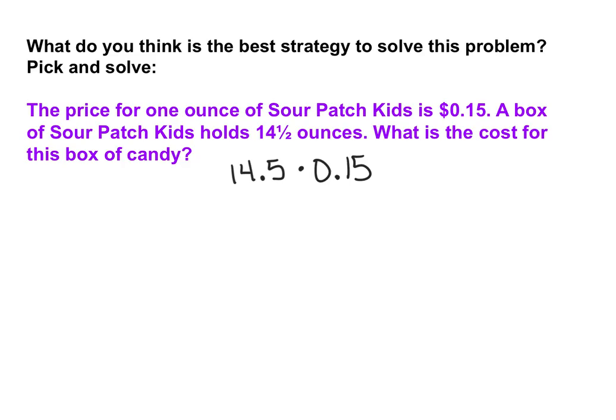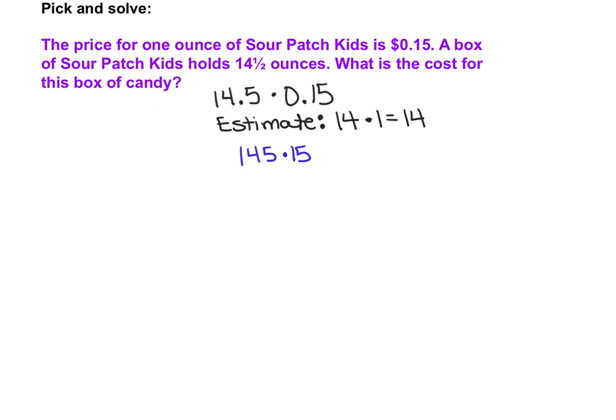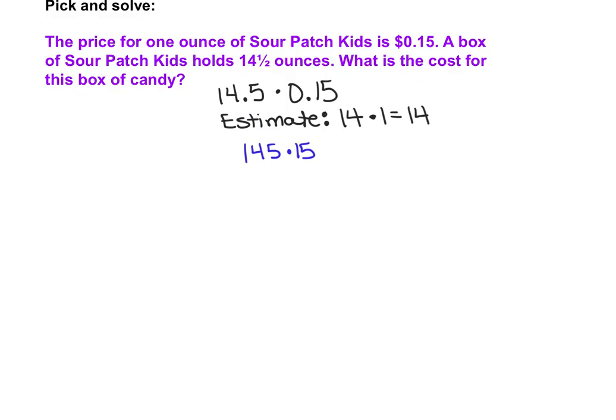So let's make our estimate. So I've got 14 in front of the decimal there. I have a 0 here, so I turn it into a 1, and our estimate is approximately 14. We can now solve our equation. We have 145 times 15. Go ahead and solve that any way you'd like.